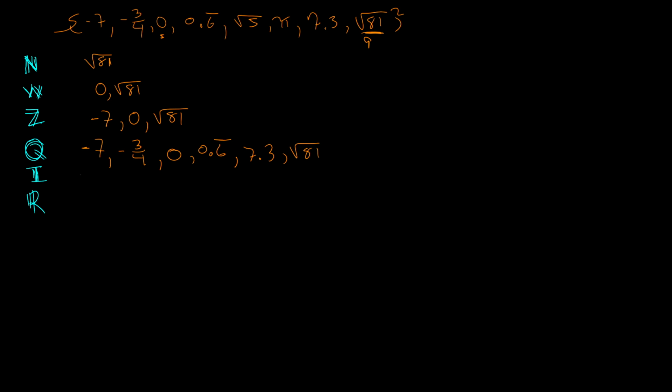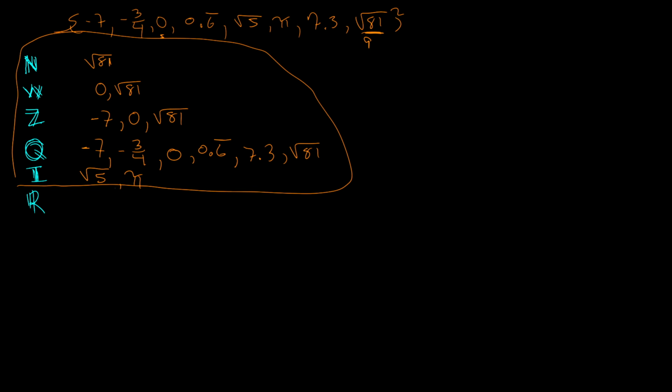Now for our irrational numbers, well, that's square root of 5 and pi. And then the real numbers, I don't even have to rewrite them, it's all of these. And so there we've classified the sets of numbers that these can be.